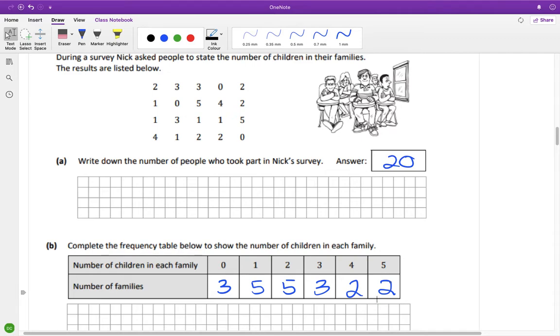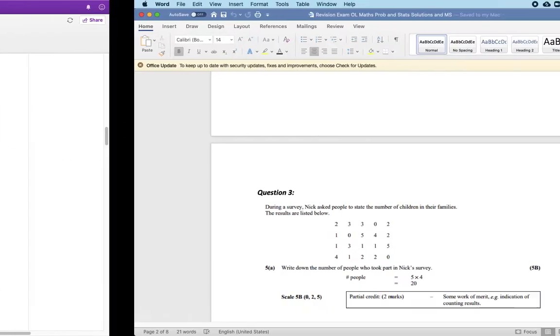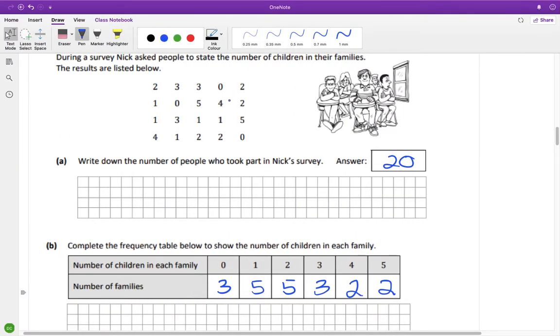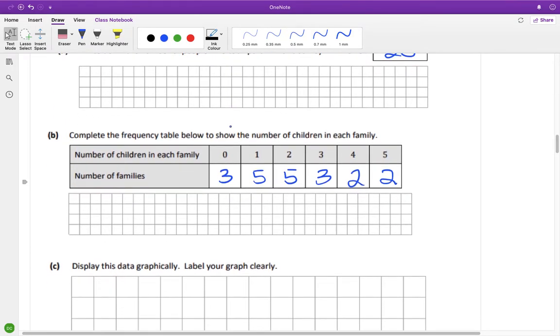So they should all add up to 20. 3 plus 5 plus 5 plus 3 plus 2 plus 2 is 20. So the odds are you're right. Just let me check I am. 3, 5, 5, 3, 2, 1. Does that even add up? It doesn't. Huh. Okay, well they're wrong. We're right. There's definitely 2 5s there because there's 1 there and 1 there. Okay, so we'll have to take the rest of their answers with a pinch of salt because they are wrong.